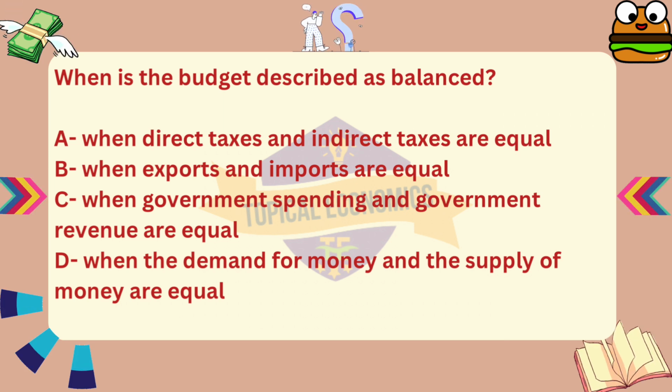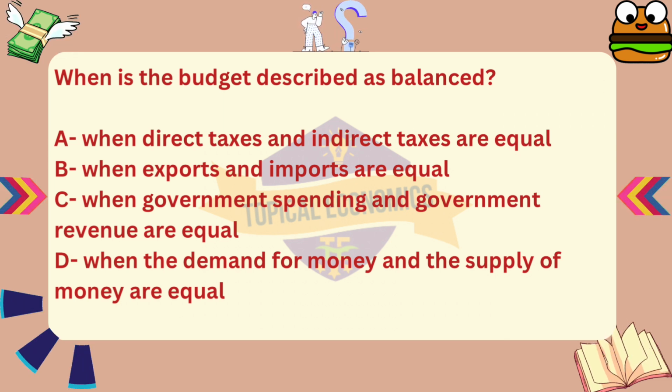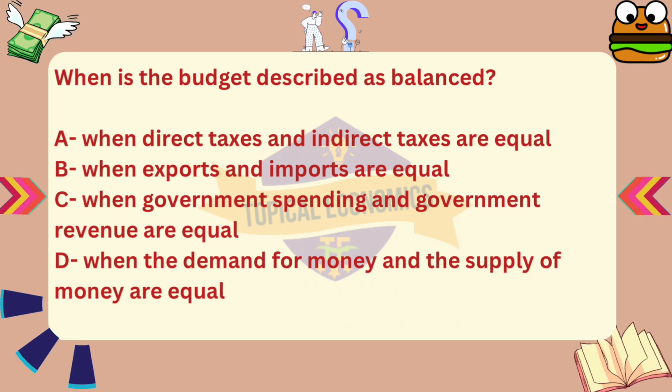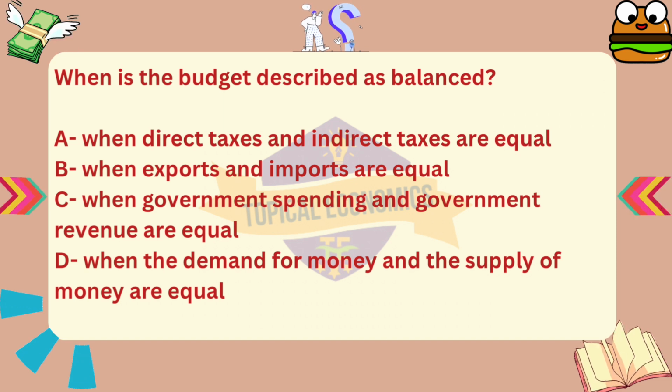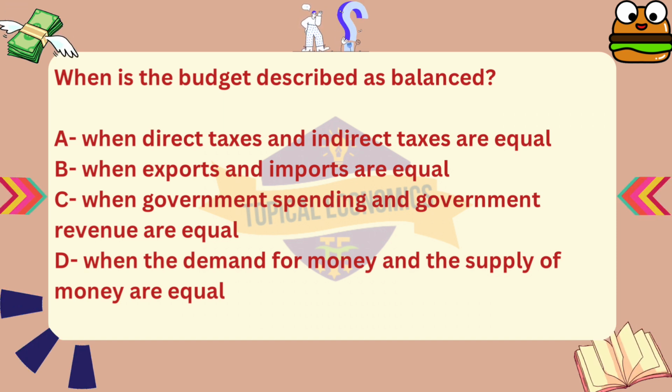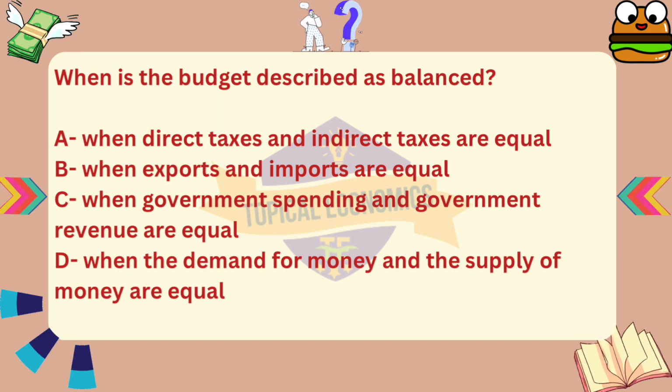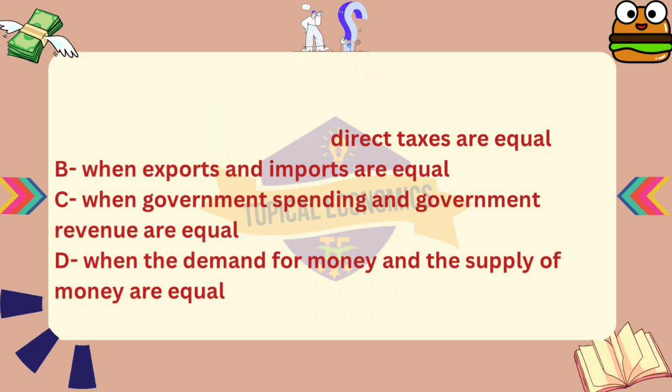Analyzing the other options. Option A. When direct taxes and indirect taxes are equal, refers to a specific comparison of tax types, not the overall balance between spending and revenue. Next, option B. When exports and imports are equal, describes a balanced trade situation, not a balanced budget. Lastly, option D. When the demand for money and the supply of money are equal, relates to the money market, not the government's fiscal balance.